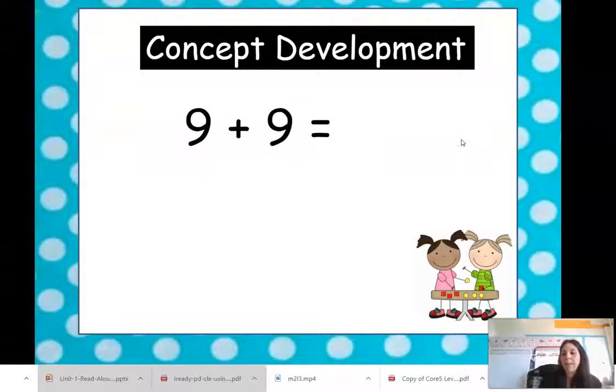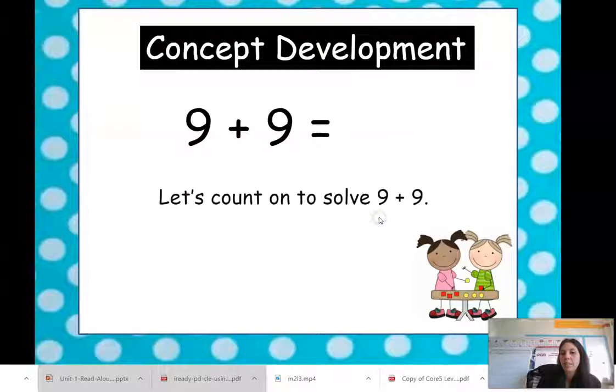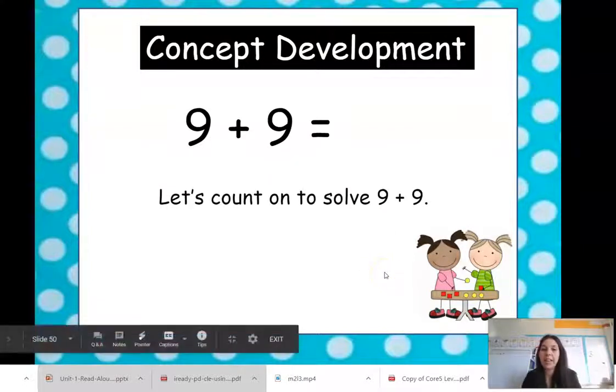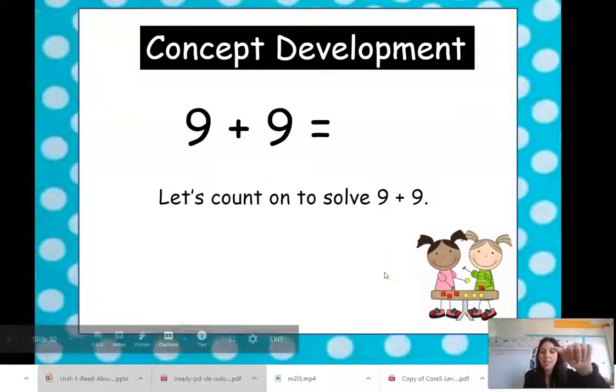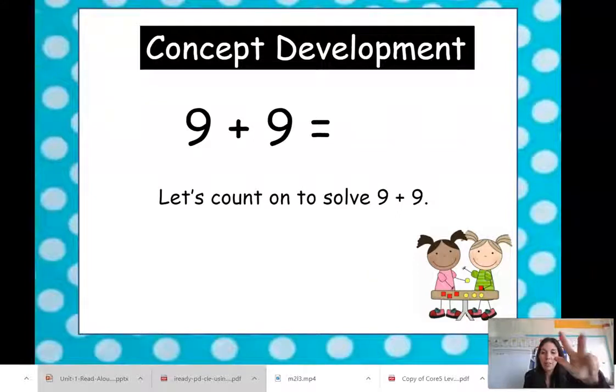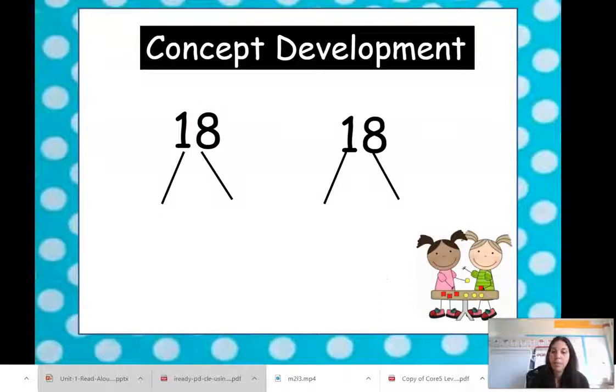Let's look at this problem, 9 plus 9. Let's count on to solve 9 plus 9. Say 9, 10, 11, 12, 13, 14, 15, 16, 17, 18. 18.